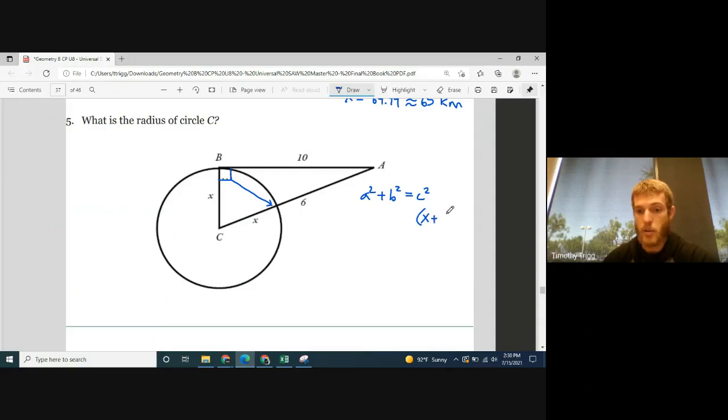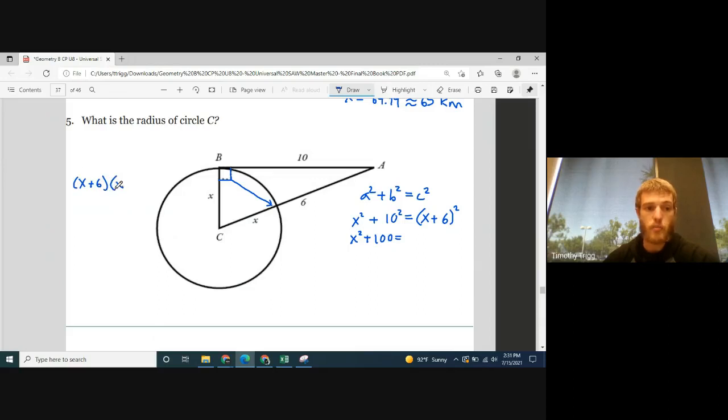x plus 6. Notice that whole length of that side is x plus 6. That's going to get squared. The other two side lengths also get squared, so that's going to be x squared plus 10 squared. These are your two legs of the right triangle. This will give you x squared plus 100, right? 10 squared is 100, equals, now to the side, I'm going to go ahead and do this work over here, but basically we're going to do x plus 6 squared, meaning x plus 6 times itself.